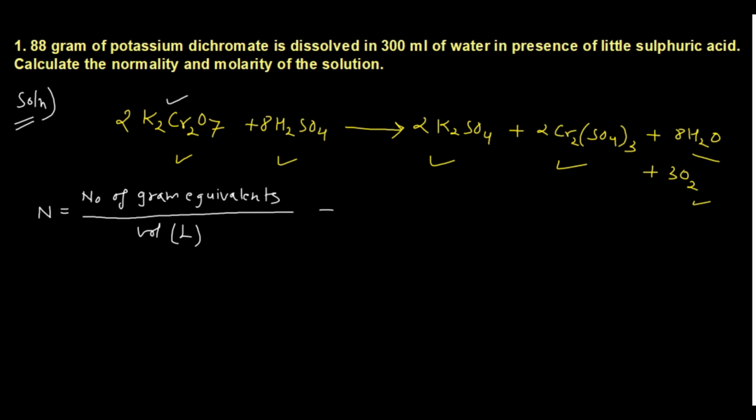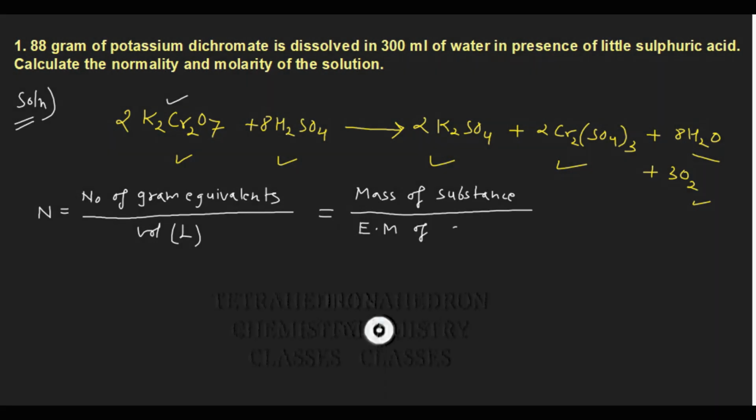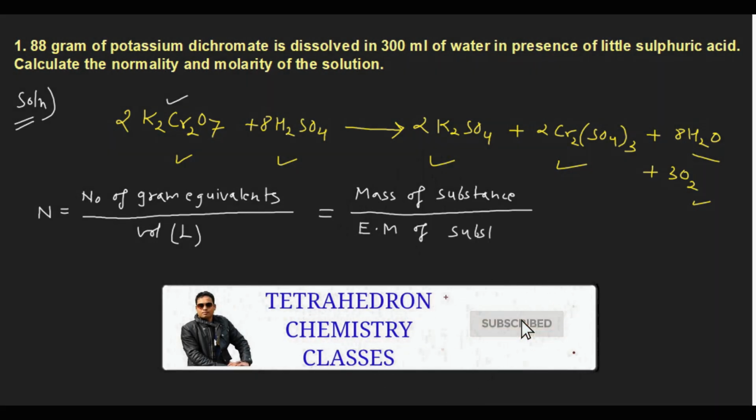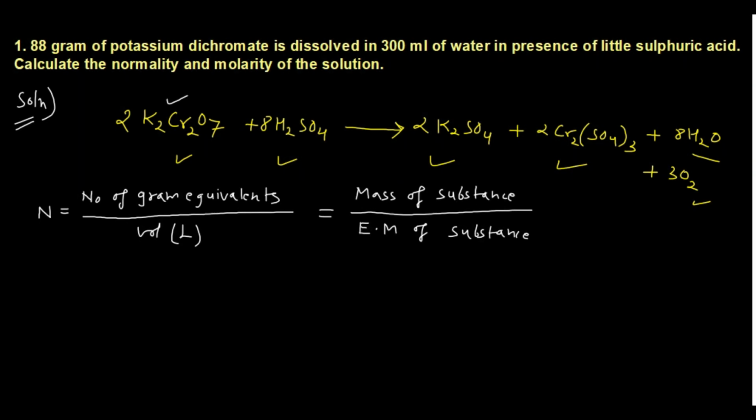If you further break this particular formula, then what is gram equivalent basically? Gram equivalent is the mass of substance, okay, which is given in the question itself. In that case, it is 88 gram, divided by equivalent mass. So I am writing EM for this one, equivalent mass of substance, right? Your substance is potassium dichromate. Please remember, okay? And then your volume of the solution will be in liters.